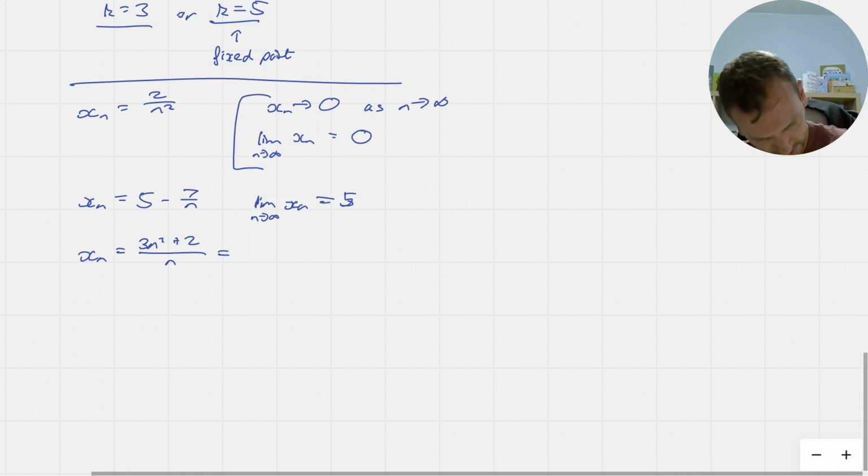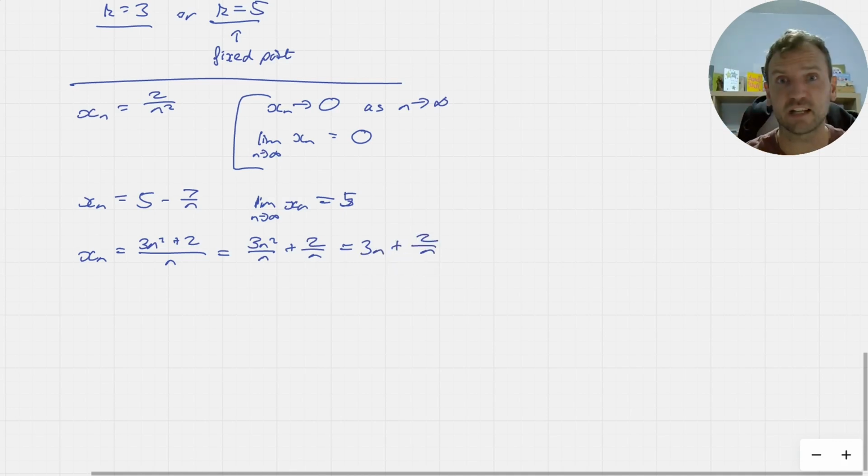If you split this fraction up as 3n squared over n plus 2 over n, well, we can simplify that first one. We're going to get 3n plus 2 over n. And because 3n diverges, 3n plus 2 over n is going to diverge. That 2 over n is converging to 0, but that 3n is exploding there, so that diverges. Exploding isn't a technical word there, that's just me emphasizing the behavior.